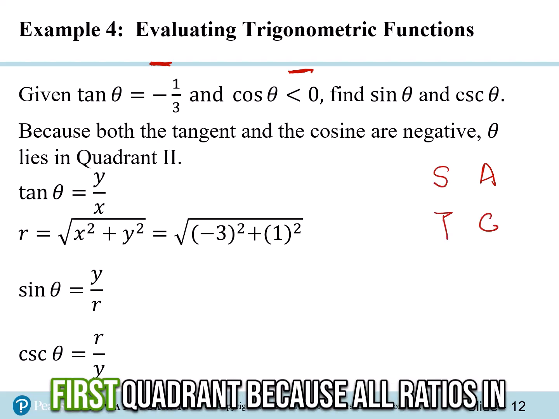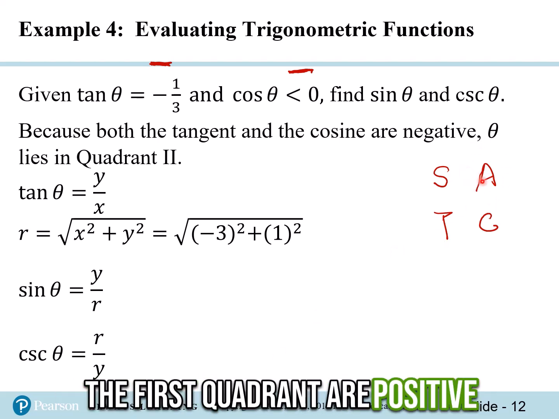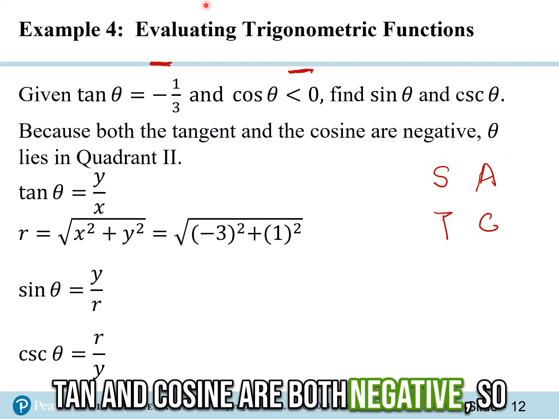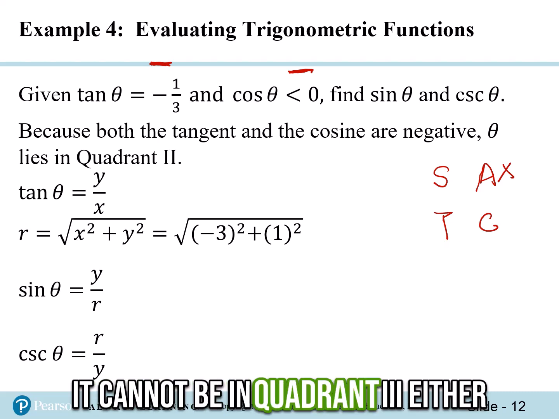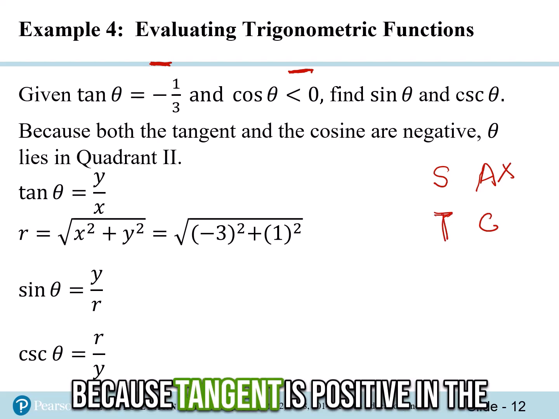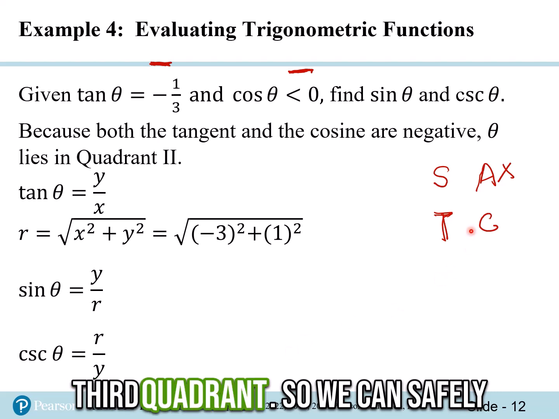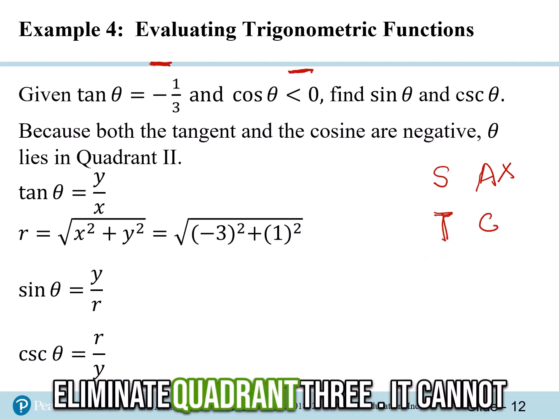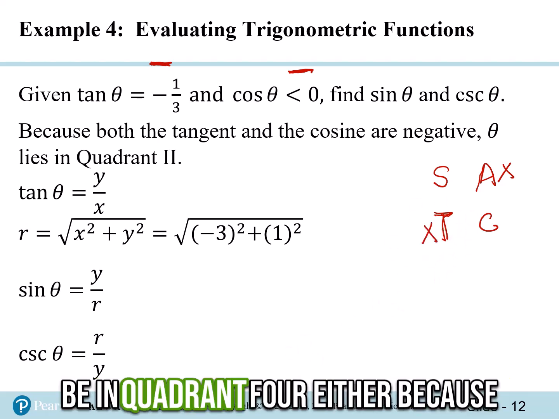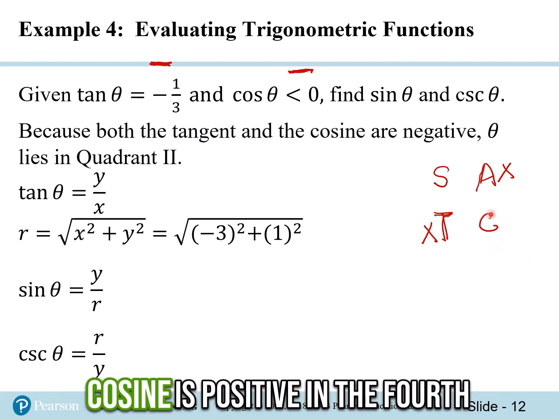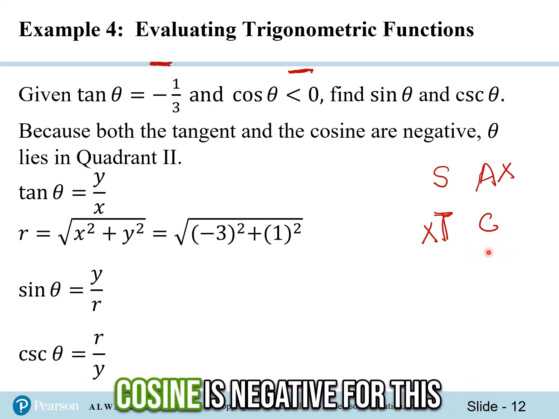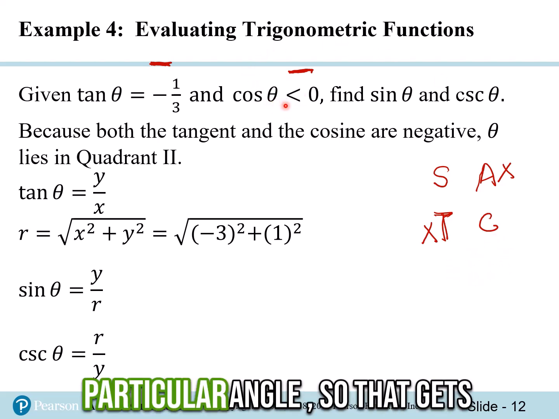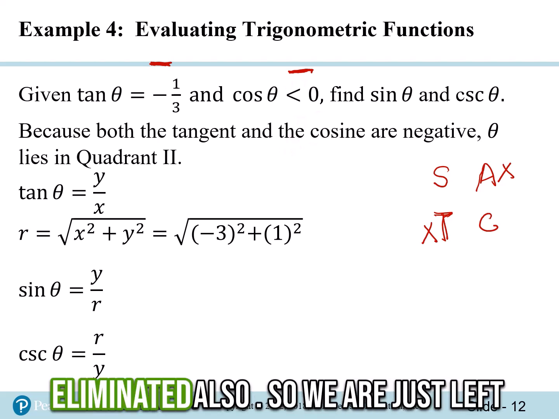It cannot be in the first quadrant because all ratios in the first quadrant are positive. Tan and cosine are both negative, so it cannot definitely be in quadrant 1. It cannot be in quadrant 3 either because tangent is positive in the third quadrant, so we can safely eliminate quadrant 3. It cannot be in quadrant 4 either because cosine is positive in the fourth quadrant. We've been told that cosine is negative for this particular angle, so that gets eliminated also.